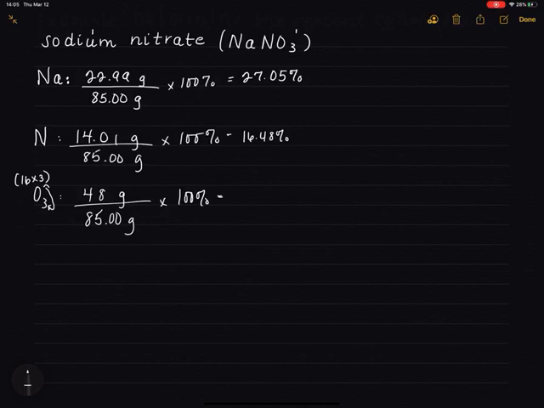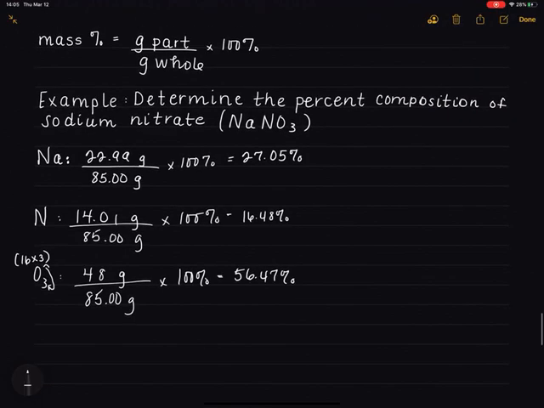And we get 56.47% from that. We have a built-in error check here. If I add those 3 percentages together, what should I get? I should get 100.